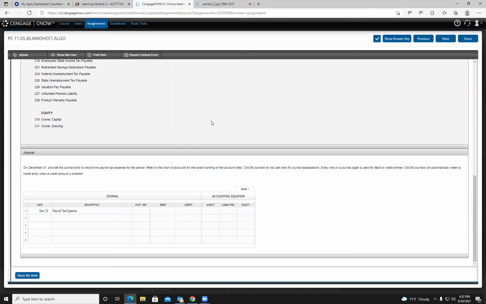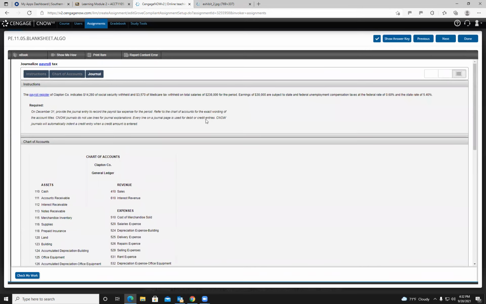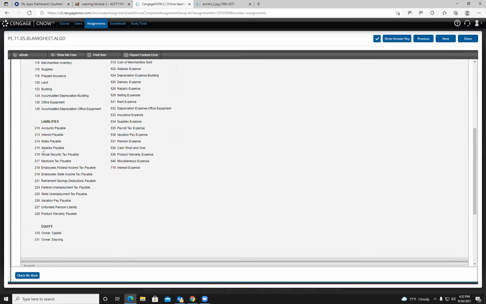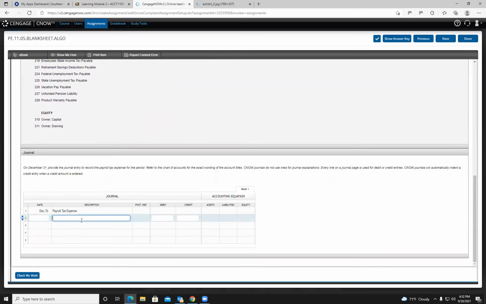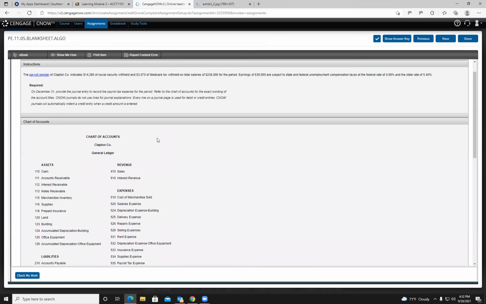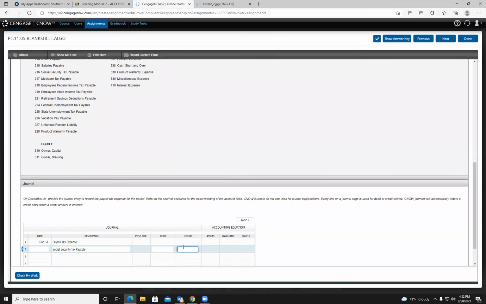So just for the sake of time, we do know two of them. That is the Social Security and the Medicare, because again, we as the employer match whatever we withheld from the employee. So let's go ahead and get those payables entered. So we'll do the Social Security payable of $14,280. And we will go ahead and do the Medicare tax of $3,570.